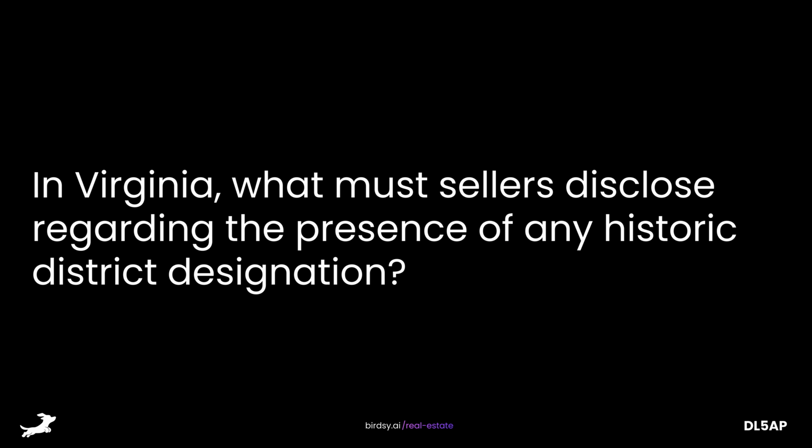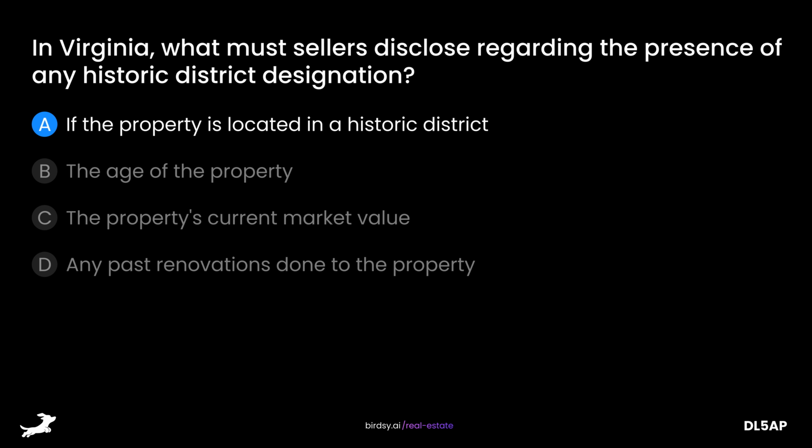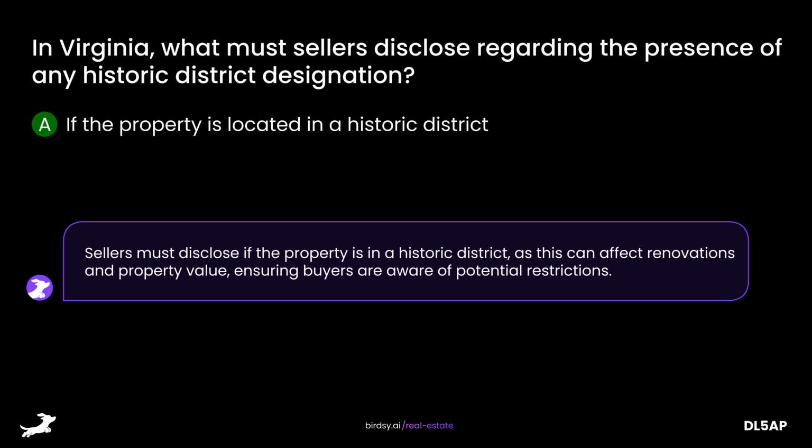In Virginia, what must sellers disclose regarding the presence of any historic district designation? Is it A, if the property is located in a historic district, B, the age of the property, C, the property's current market value, or D, any past renovations done to the property? The answer is A, if the property is located in a historic district. Sellers must disclose if the property is in a historic district, as this can affect renovations and property value, ensuring buyers are aware of potential restrictions.